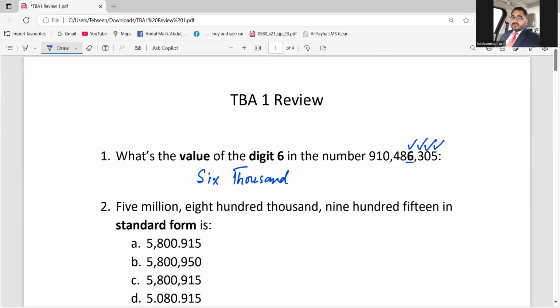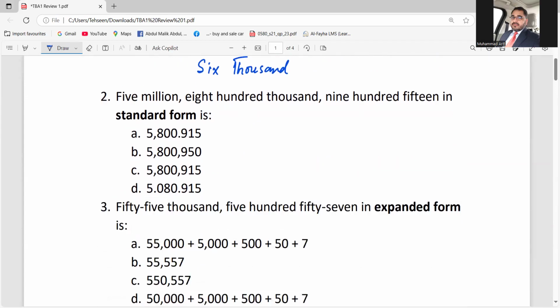Then question number 2 is 5,800,915 in the standard form. Here A and C look similar, but in A, here is point. Okay, it must not be point. It must be comma here. Then you can see here in option C, 5,800,915. Correct option is C.